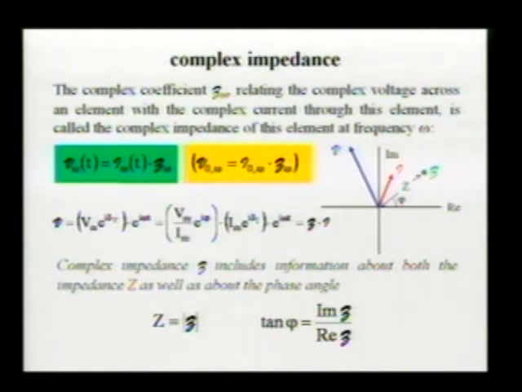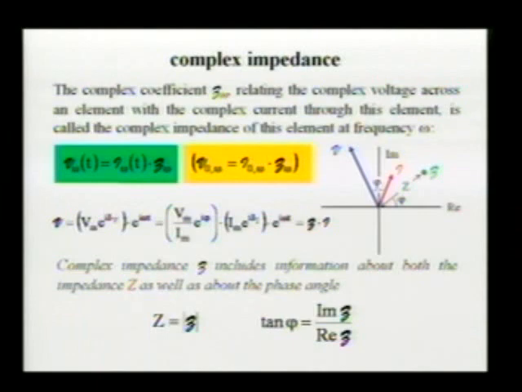Actually, if we recognize also that complex current and complex voltage both have the factor e to the i omega t, so if I divide both sides by e to the i omega t, what will be left over here is what we call the complex amplitude of the voltage, and this expression over here is the complex amplitude of the current. So I can also recognize that the complex amplitude of the voltage is proportional to the complex amplitude of the current.